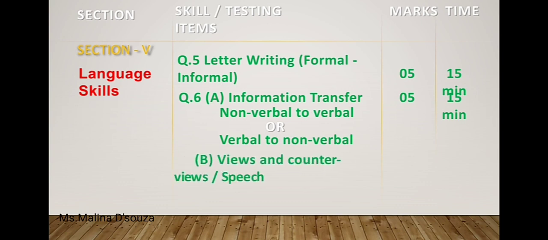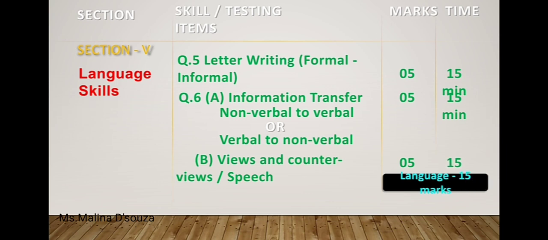Now question number 6B is a choice between view and counter view and speech writing. What is view and counter view, students? Where you have to write your opinion in the form of a paragraph either for or against a topic. This is also for 5 marks and you complete it within 15 minutes. Language over here in this section is for 15 marks.